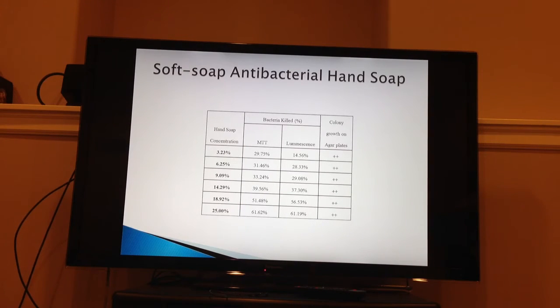And finally, we have the antibacterial hand soap, which in all trials led to dense growth on the agar plates when grown overnight, and according to the readings, killed no more than 60% in its highest concentration.